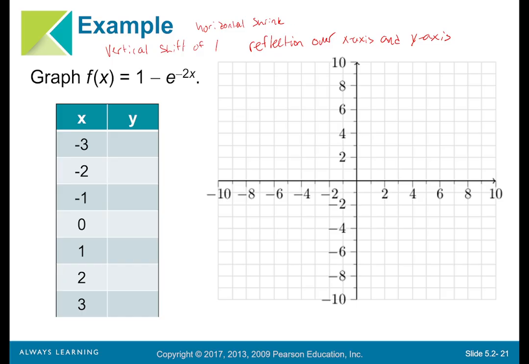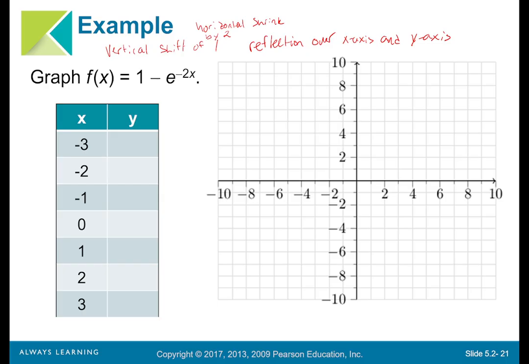Slides are giving me a little trouble. Shrink by 2. It won't let me draw. There we go. Horizontal shrink by 2. All right.